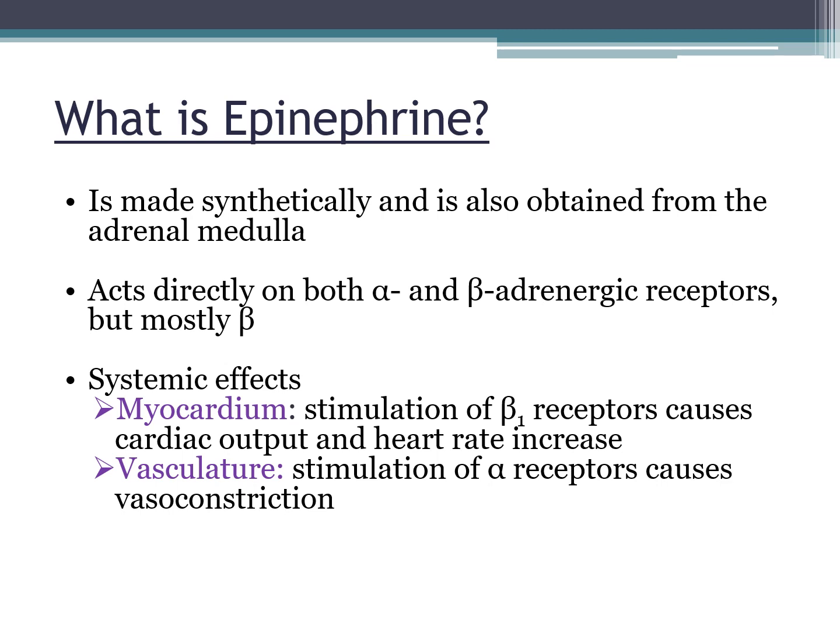It acts directly on the alpha and beta adrenergic receptors, but mostly beta. It also has systemic effects, as we already talked about, on the myocardium by stimulating the beta receptors, causing cardiac output and heart rate to increase. And the other systemic effect is on the vasculature, stimulation of the alpha receptors, which causes vasoconstriction.